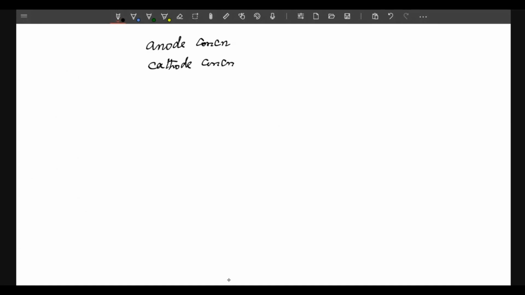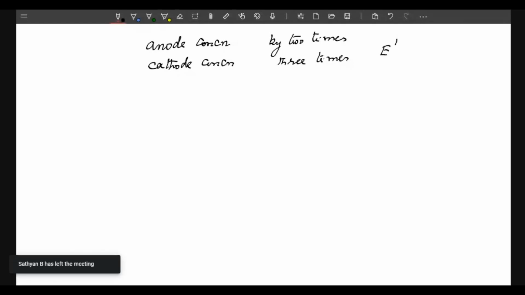The anode concentration is decreased by 2 times. Therefore, that is half of the original. And the cathode concentration is increased 3 times. Let us assume it is increased by 3 times. Now, what is the E prime value after changing this cell? What would be the E prime of the resultant cell?